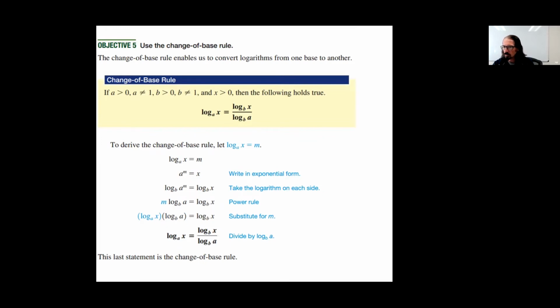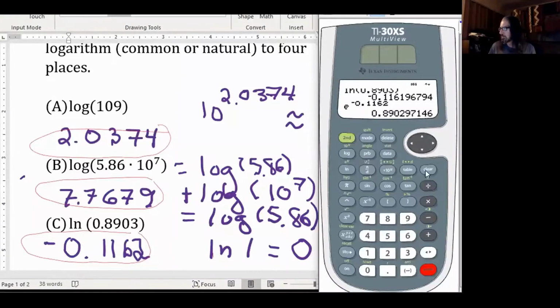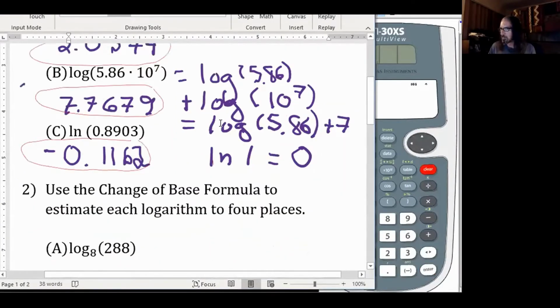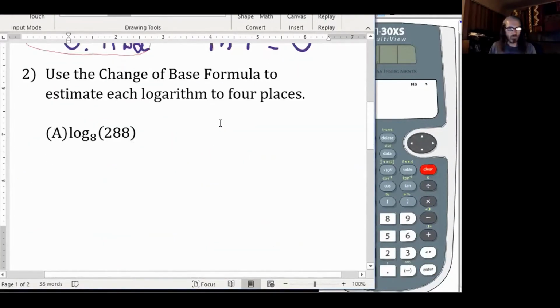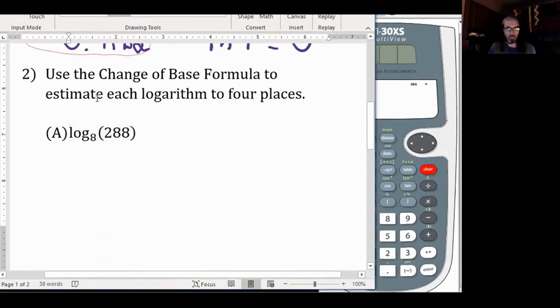And how is that useful? Well, in particular, because calculators have base 10, the common log, and base e, the natural log, then regardless of what your original base a was, as long as it's an acceptable base, you can calculate the logarithm of x base a either of these 2 ways. You're going to come up with the same thing. In number 2, this also has 2 parts. We're supposed to use the change of base formula to estimate each logarithm, again, to 4 places.